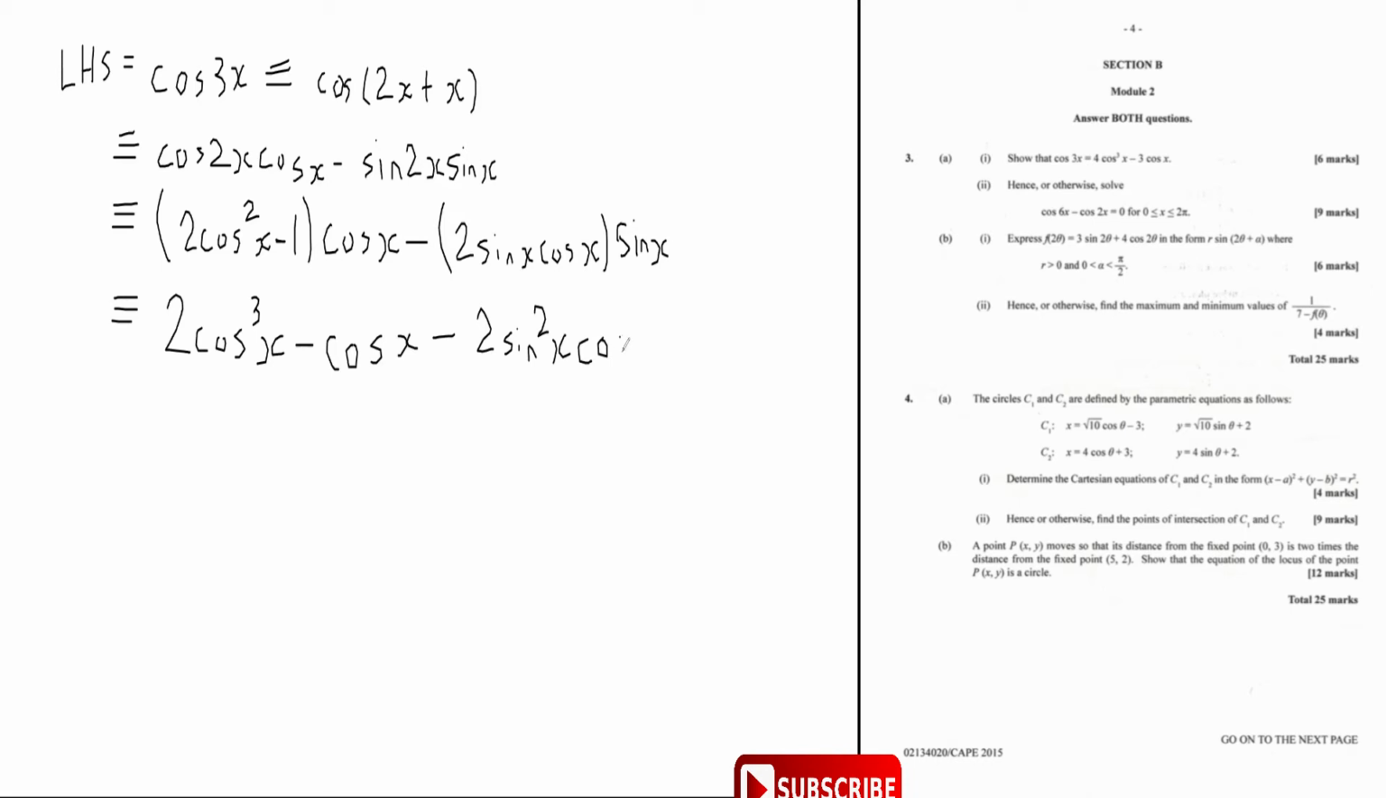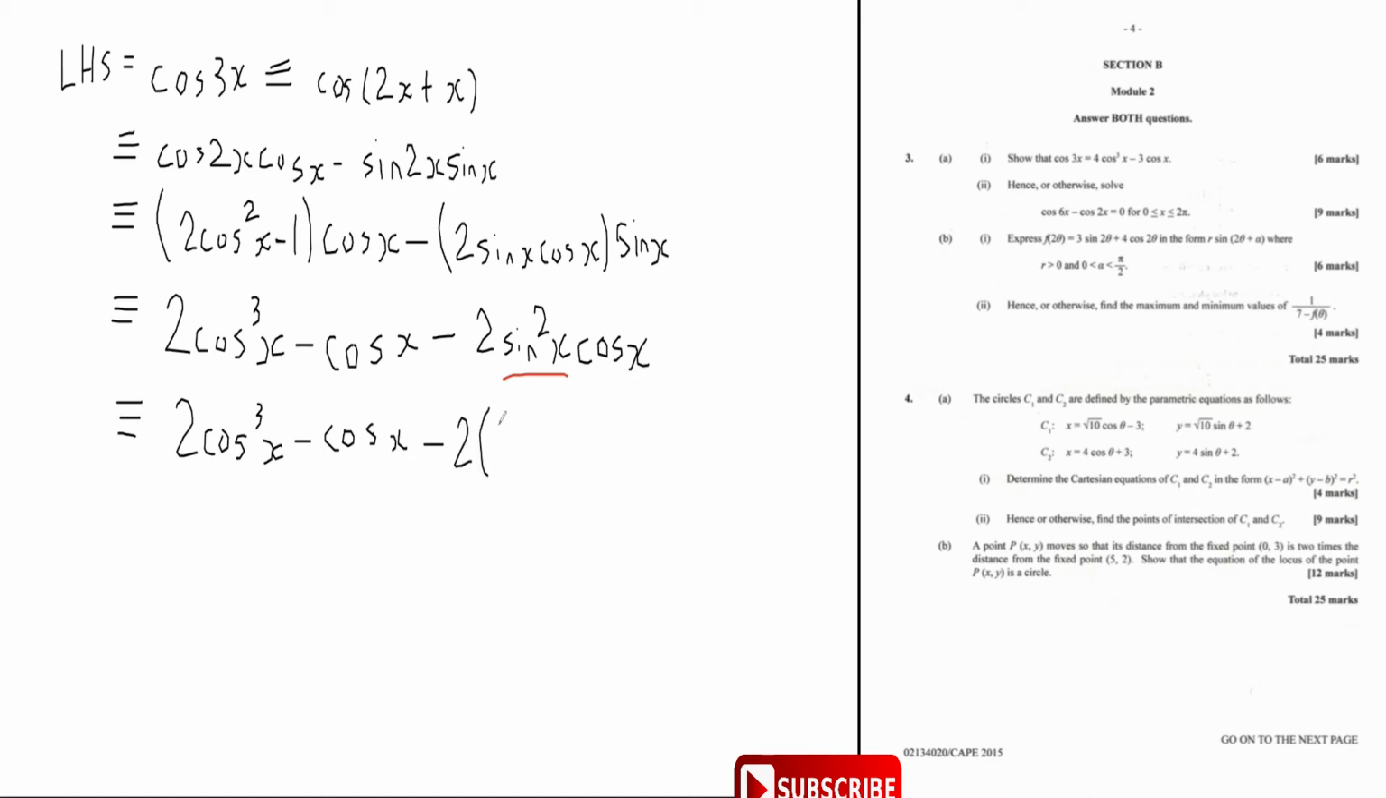Now here's where the trouble comes in, because we have everything in terms of cos, but then we have this sine square right here. But sine square is 1 minus cos square. So let's go ahead and write that. This becomes 2 cos cube x minus cos x, and then we replace the sine square with 1 minus cos square.